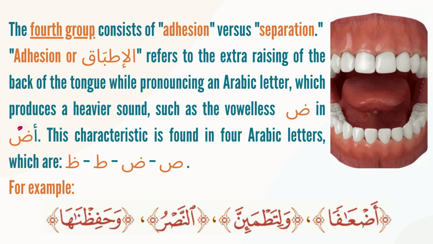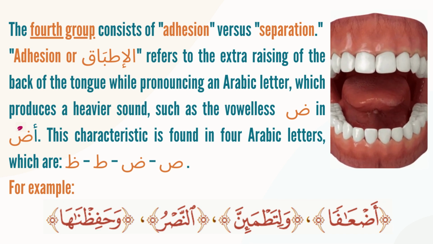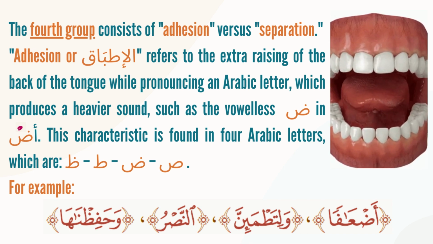So these 4 letters are heavier than the kha, ghain, and qaf, since these 4 letters are elevation plus adhesion letters, not only elevation. For example, the vowel is ضاد in الضعاف, vowel is طا in ولتطمئن, vowel is صاد in النصر, vowel is ظا in وحفظناها. You can notice the heaviness, extra heaviness in these 4 letters sounds.